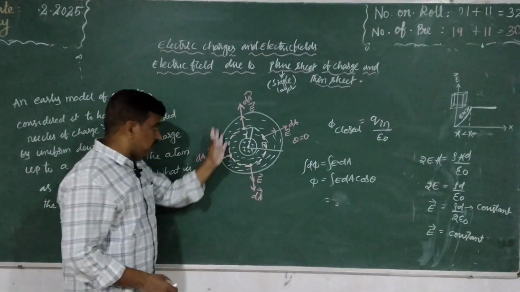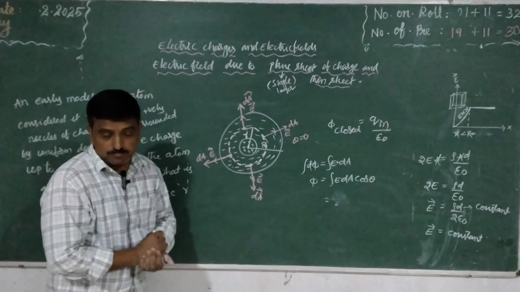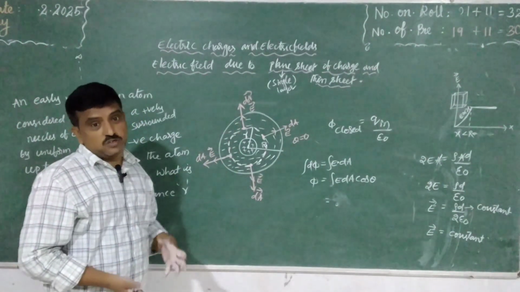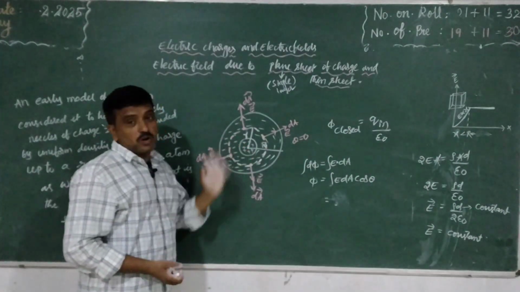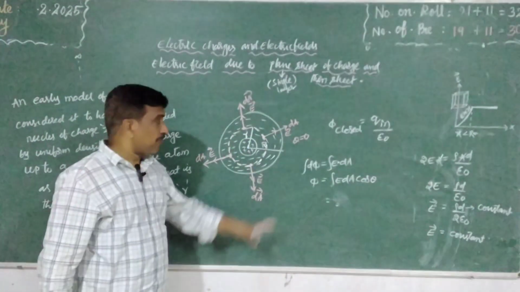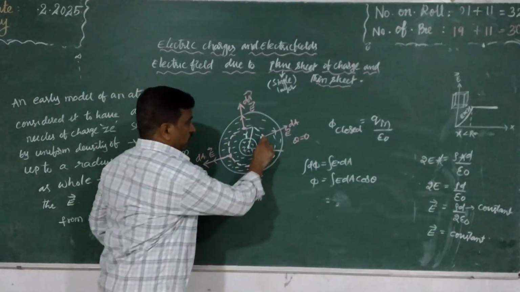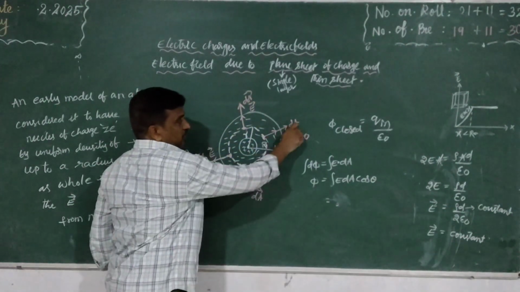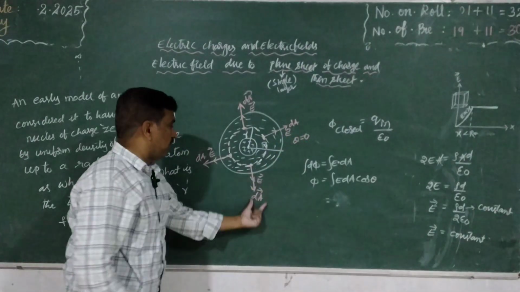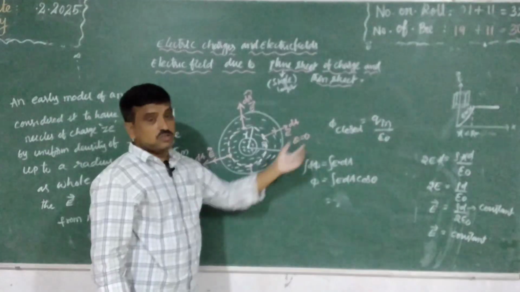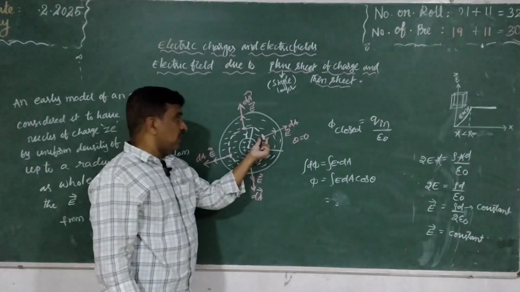For example, this is the Gaussian surface. What is the flux through this Gaussian surface due to its negative and positive charges? That we find out here. First we select the Gaussian surface, and on it we select some area. For this area, the area vector and electric field vector are in the same direction, so θ is 0. Due to this area, what is the flux?